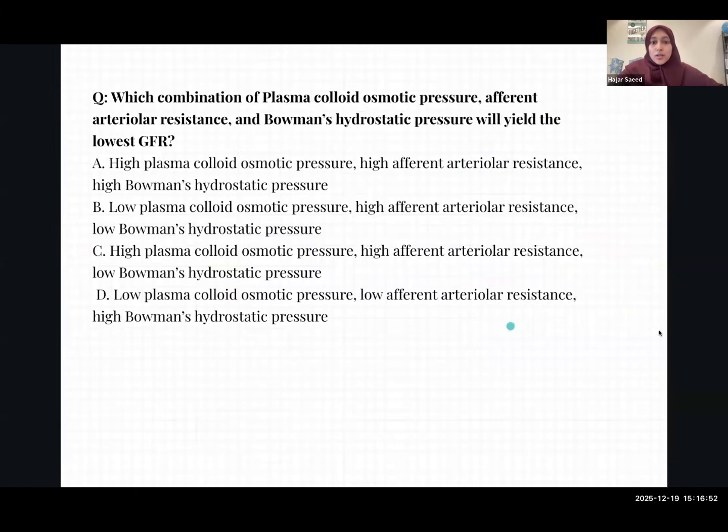Okay. Which combination of plasma colloid osmotic pressure, afferent arteriolar resistance, and Bowman's hydrostatic pressure will yield the lowest glomerular filtration rate? A, high plasma colloid osmotic pressure, high afferent arteriolar resistance, and high Bowman's hydrostatic pressure. B, low plasma colloid osmotic pressure, high afferent arteriolar resistance, and low Bowman's hydrostatic pressure. C, high plasma colloid osmotic pressure, high afferent arteriolar resistance, low Bowman's hydrostatic pressure. Or D, low plasma colloid osmotic pressure, low afferent arteriolar resistance, and high Bowman's hydrostatic pressure. Wow, everyone got it right.